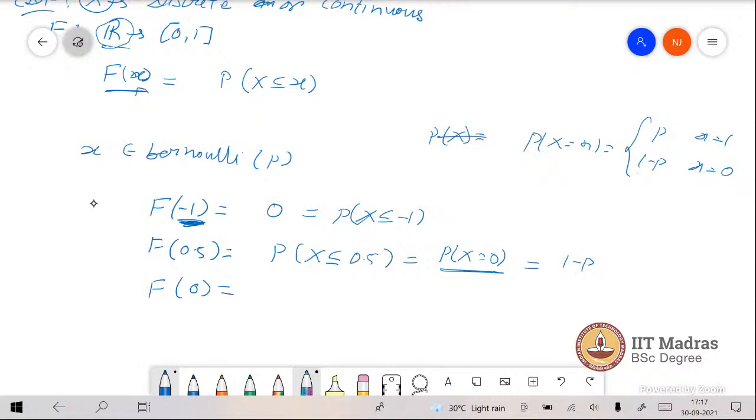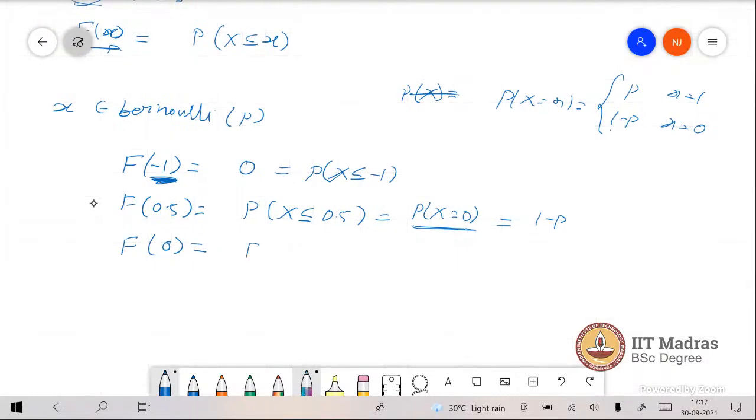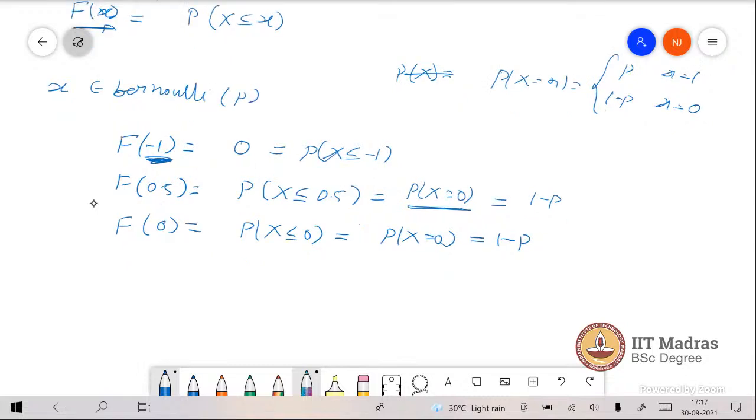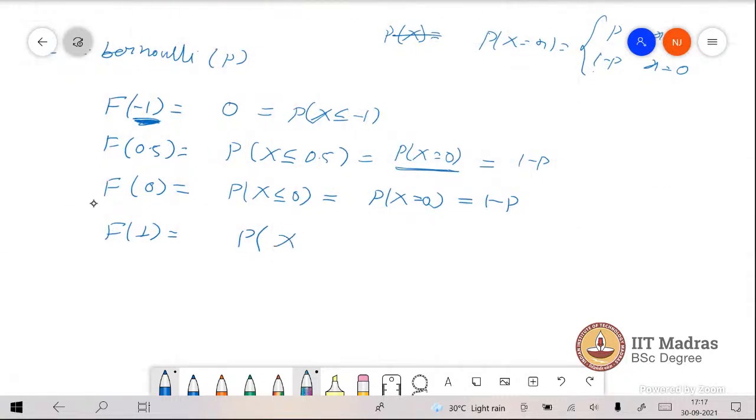So if I define f of 0, that again will be P of x less than or equal to 0. So again, it is same as P of x equal to 0. So it is 1 minus p, right? And if I define f of 1, then it is same as x less than or equal to 1, right? So it will be x equal to 0 plus x equal to 1, so it will be 1 basically.